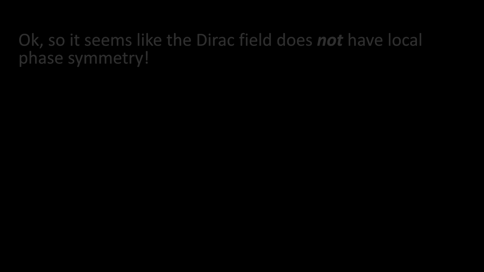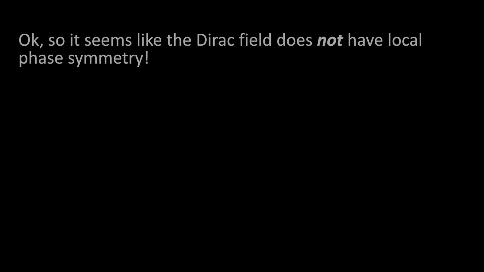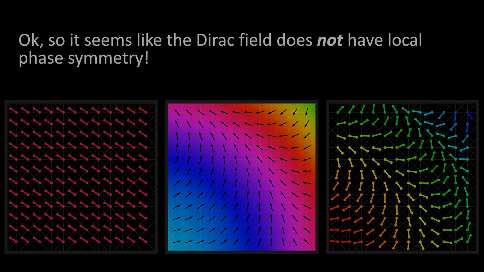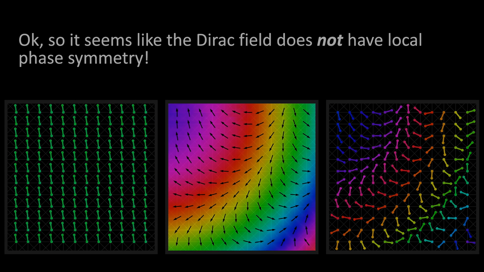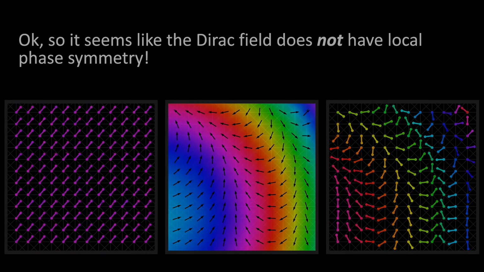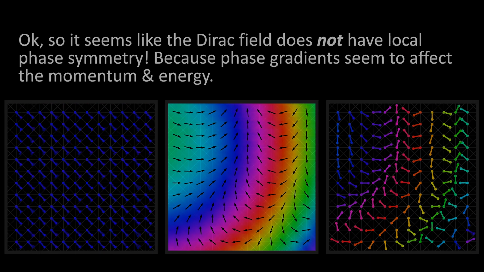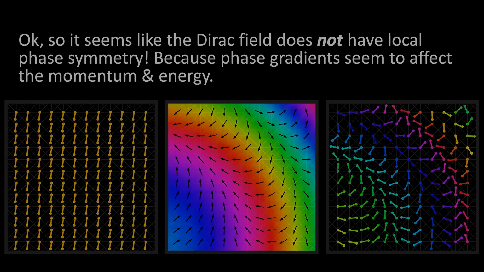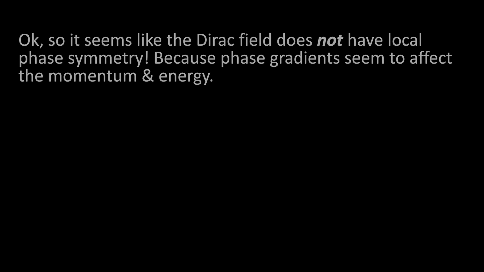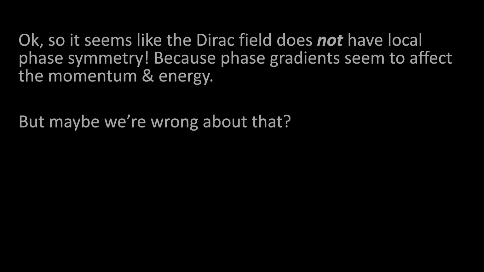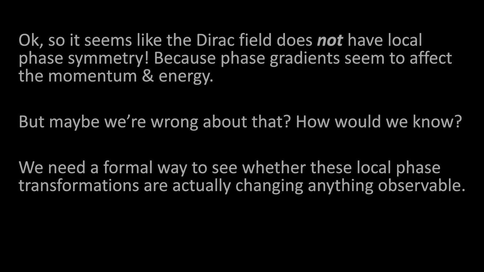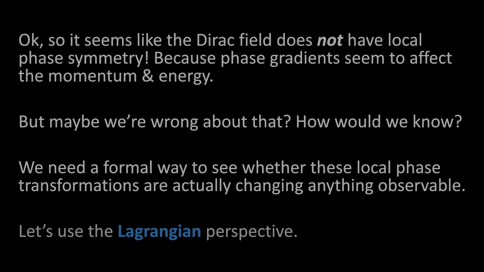Alright, so now we've seen what a local phase transformation is, and how it affects the Dirac field psi. And based on what we've seen about changing the energy and the momentum of the particle, we strongly suspect that the Dirac field does not in fact have local phase symmetry. That is, local phase transformations are not going to leave all observable quantities unchanged, because it's going to mess with the energy and momentum, and that's just like how it seems to be. But to elaborate on this, we need a precise definition of what it means to leave all observable quantities unchanged. And for that, we turn to the framework of Lagrangian mechanics.